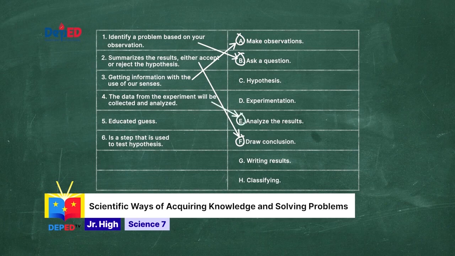Number 5. Educated guess. Your time is up. When you have an educated guess, you have made a hypothesis. Letter C. Number 6 is a step that is used to test hypothesis. Time's up. When you test your hypothesis, you have experimentation. Letter D.